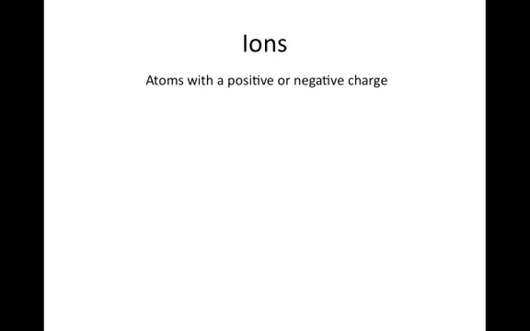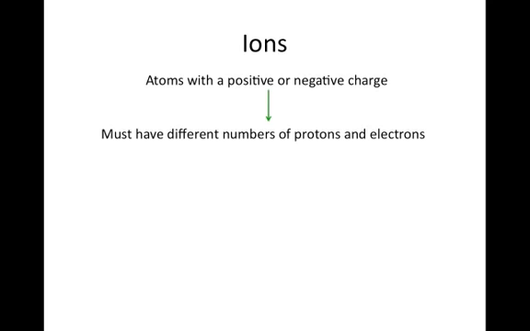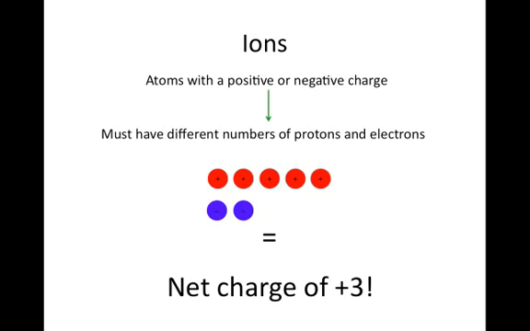However, not all atoms are neutral. Some atoms exist as ions, which are atoms with a positive or a negative charge. In order for an atom to be an ion, it must have a different number of protons and electrons. For example, here we see 5 protons and only 2 electrons, leaving a net charge of +3 because of the fact that there are 5 positive charges and only 2 negative charges. Let's practice with ions.